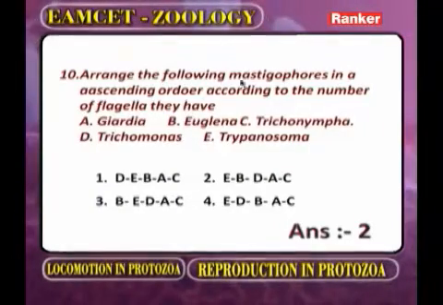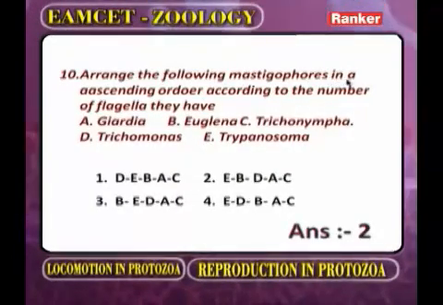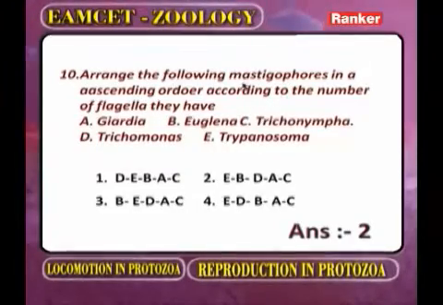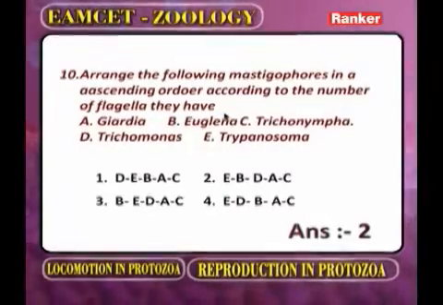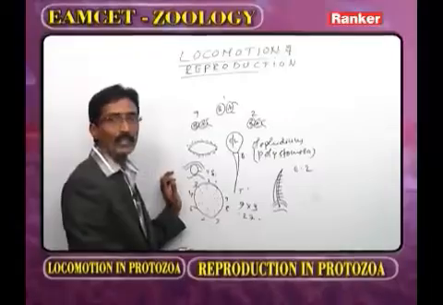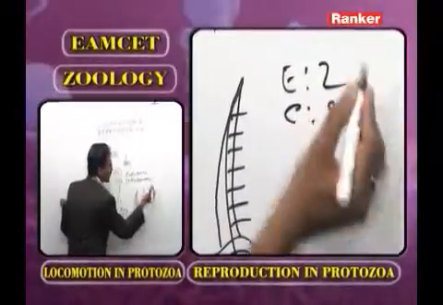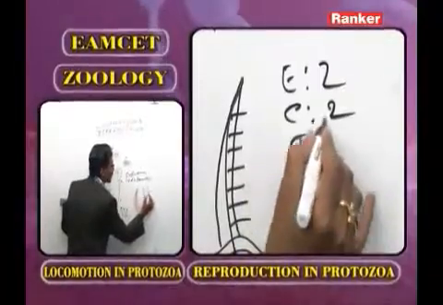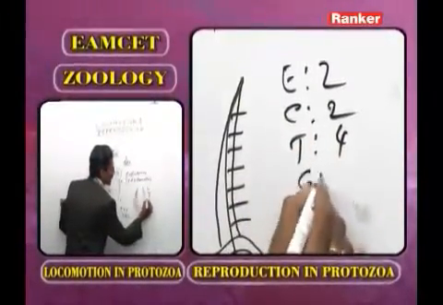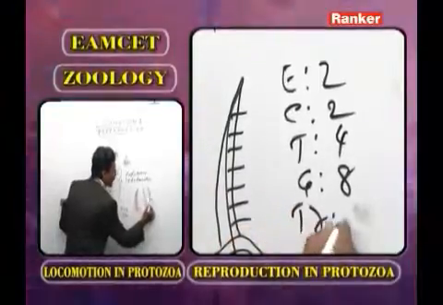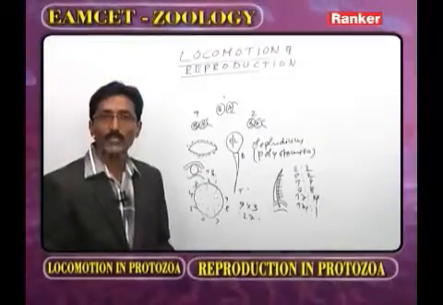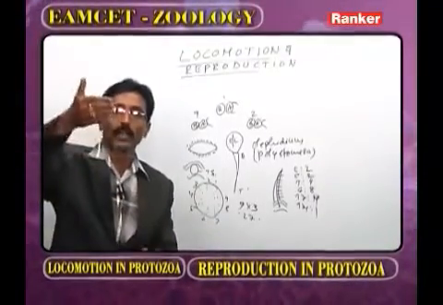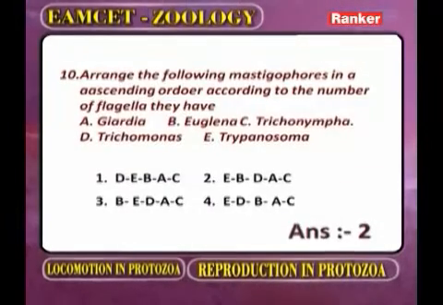Arrange the following mastigophores. All these are flagellates. Arrange the following flagellates in ascending order according to the number of flagella they have. In the euglena, how many flagella? Two flagella. In the ceratium, how many flagella? Two flagella. In the trichomonas, how many flagella? Four. In the giardia, how many flagella? Eight. In the trichonympha, how many flagella? Many. In the trypanosoma gambiense, how many flagella? One. Here the question asks for ascending order, small to high.